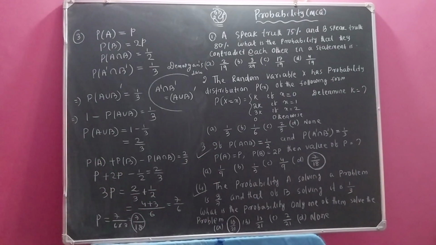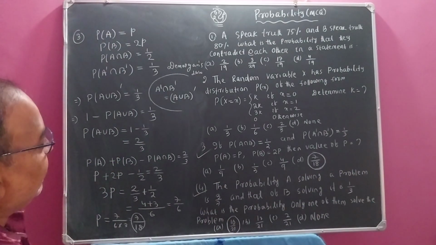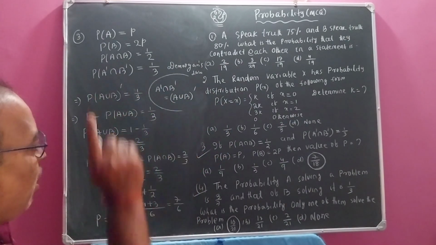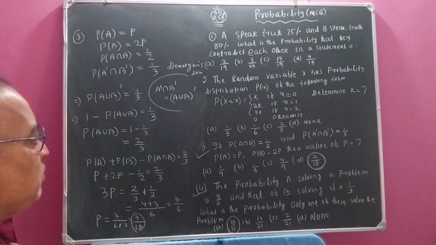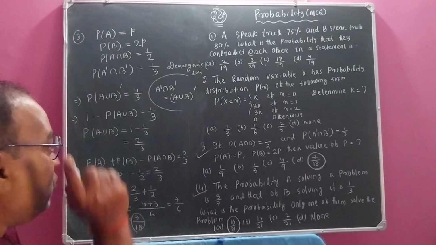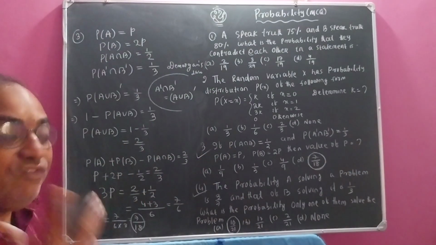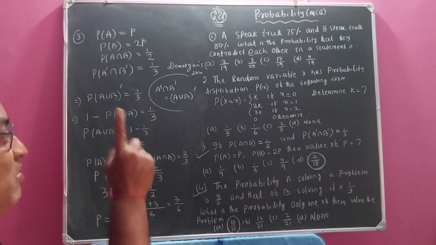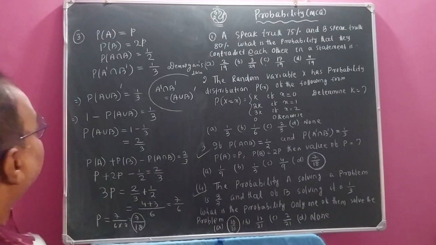Now we have to discuss question number 2, from the random variable from the probability distribution chapter. The random variable x has a probability distribution P(x) of the following form. Probability of x is equal to k if x is equal to 0, 2k if x is equal to 1, 3k if x is equal to 2, 0 otherwise. So what is the value of k? We have to find out. Choices are 1 by 3, 1 by 6, 2 by 3 and none. So what is the correct answer? We have to write down now.